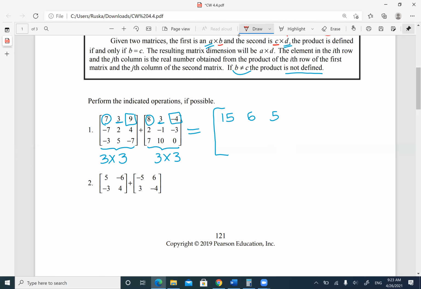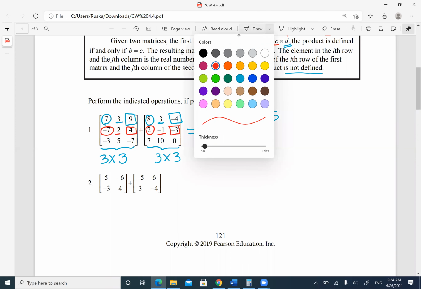So we're doing negative 7 plus 2. Negative 7 plus 2 is negative 5. Then I'm doing 2 plus negative 1, which is 1. And then I'm doing 4 plus negative 3, which is also 1. Okay, everybody get the idea? So going element by element.